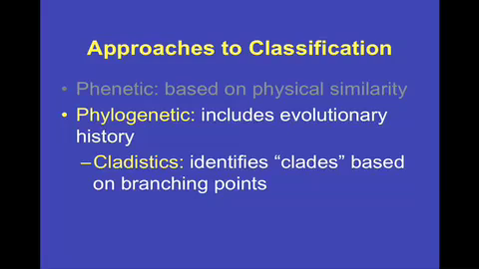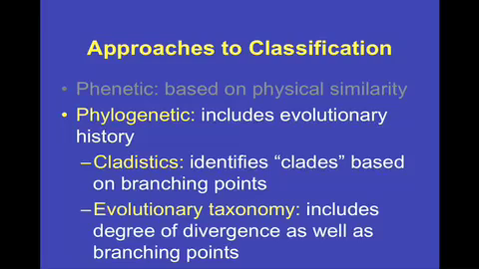Now, in doing this, there's a branch of taxonomy or systematics known as cladistics that identifies clades based on branching points. And clades are literally just branches on an evolutionary tree. And the other is evolutionary taxonomy, where not only do you want to say that these species diverge from each other, but how long ago or how much of a divergence there has been since they shared a common ancestor?